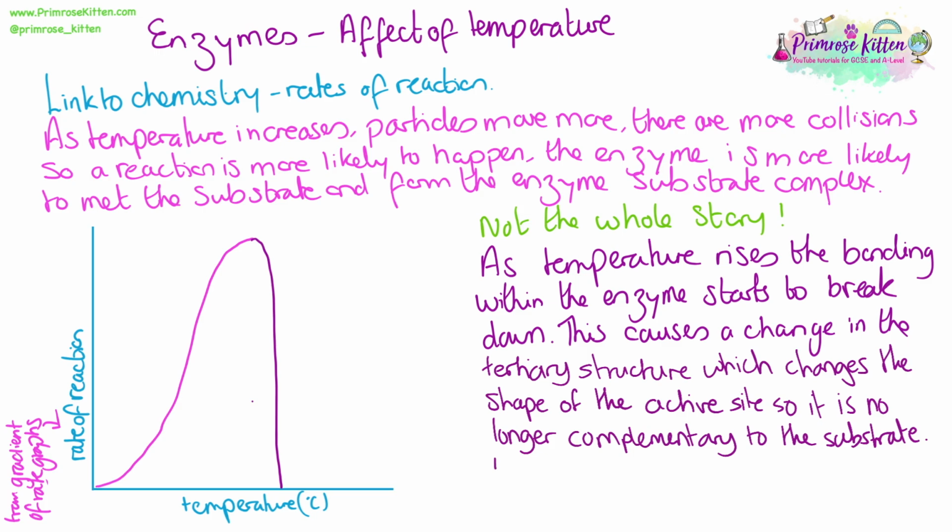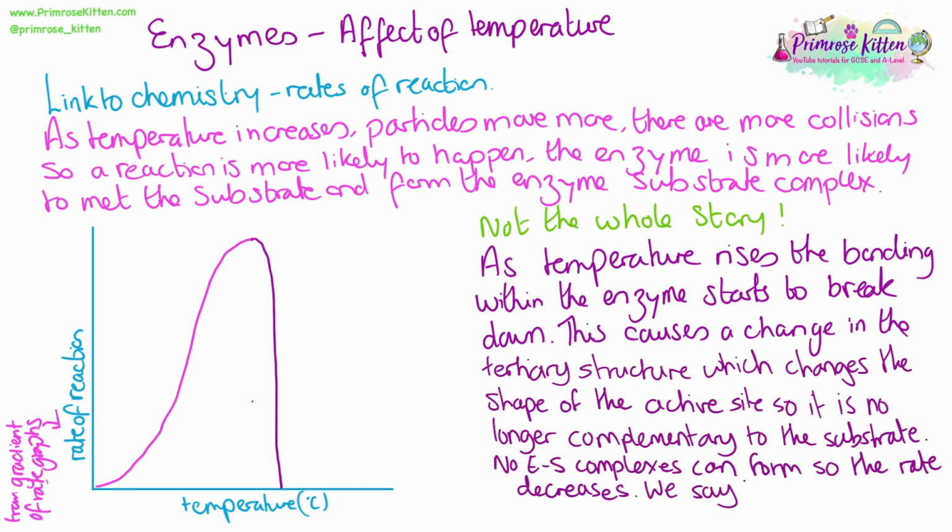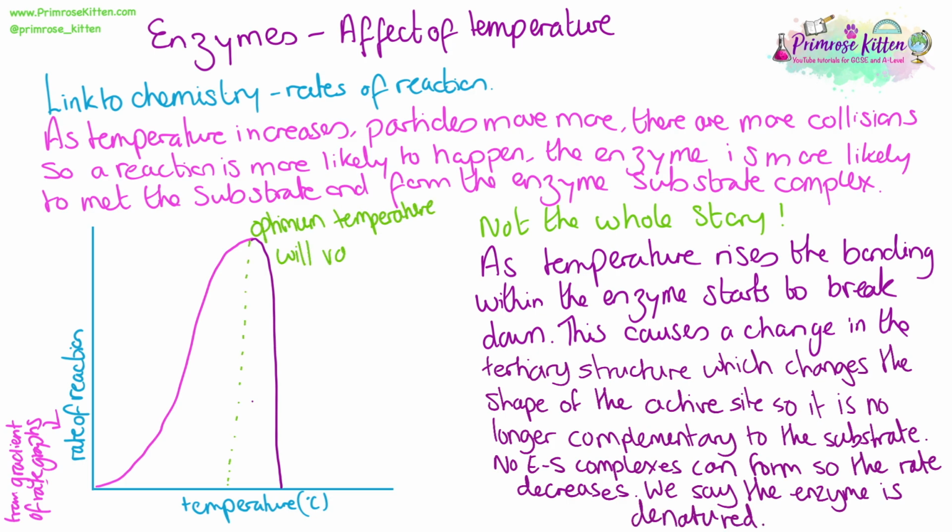This means the shape of the active site is no longer complementary to the substrate, so no ES complexes can form. This causes the rate of reaction to decrease. As you can see on my graph, it has gone rapidly down, and we say the enzyme has denatured. It has not been destroyed and it has not been killed because it is not alive. It has been denatured.